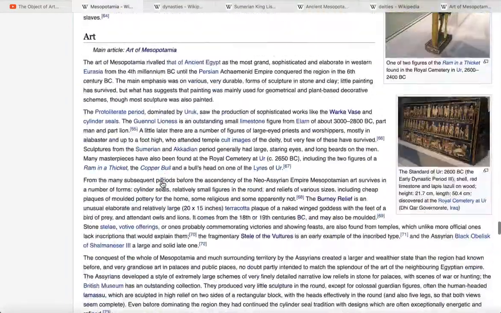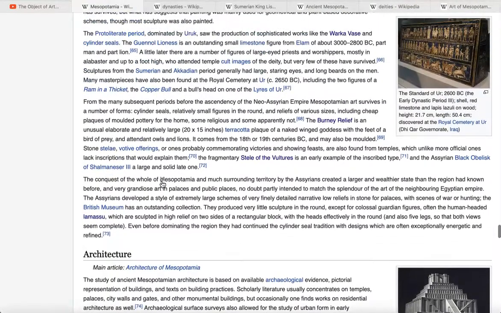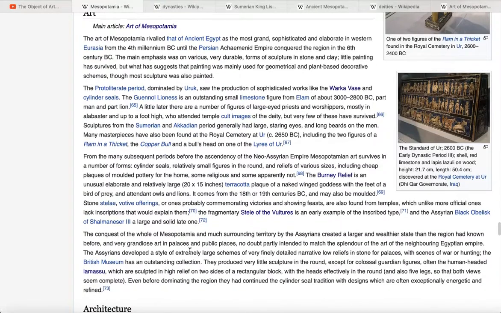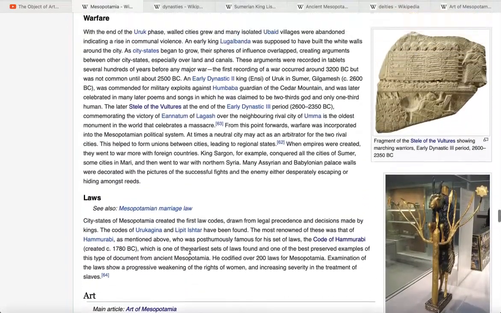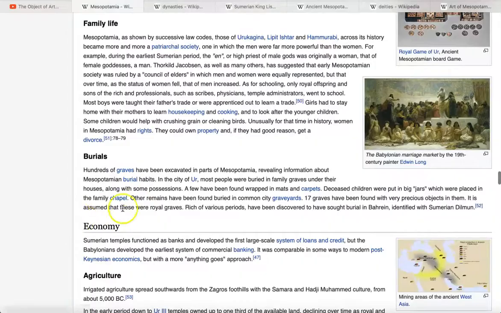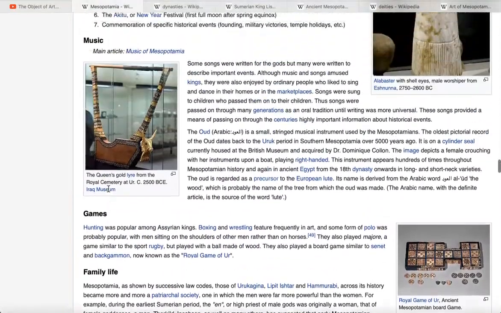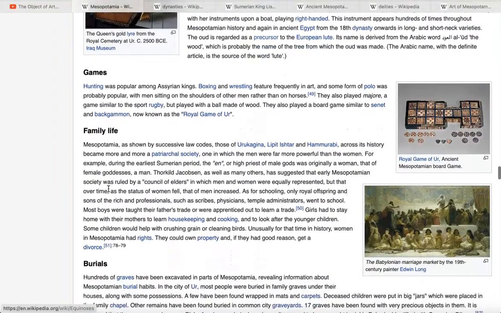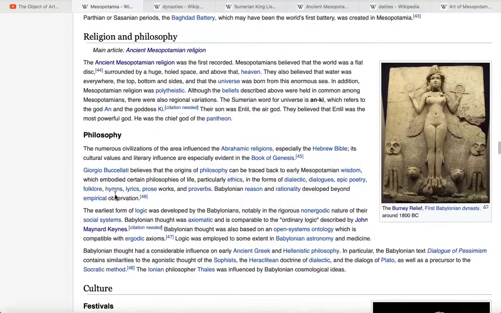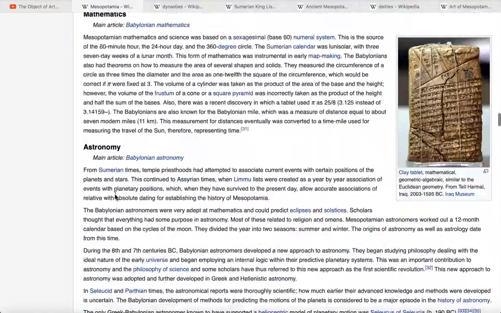Now, as you can see, this page also covers stuff like architecture and art, but not in depth. It just gives you a very, very brief rundown of what's going on visually in the various Mesopotamian cultures. So they have laws, warfare, power, kings, trade, agriculture, the economy in general, cultural and social things like music, family life, burials, whatever there's information on. This is a great start, and then you kind of go from here.